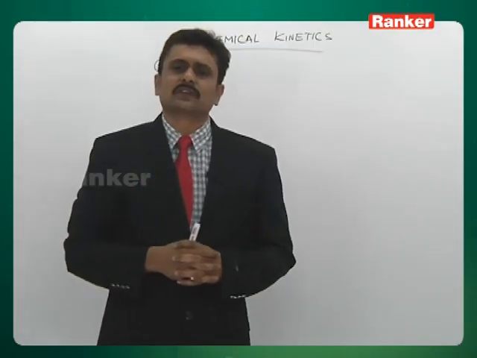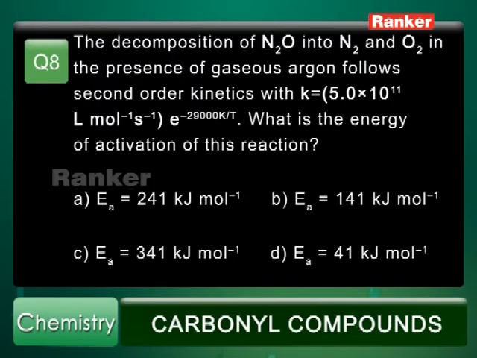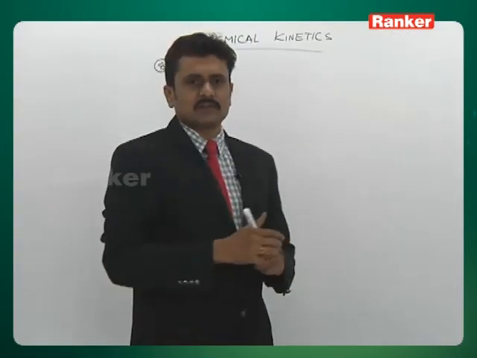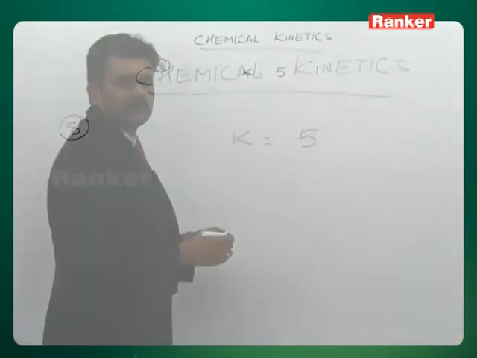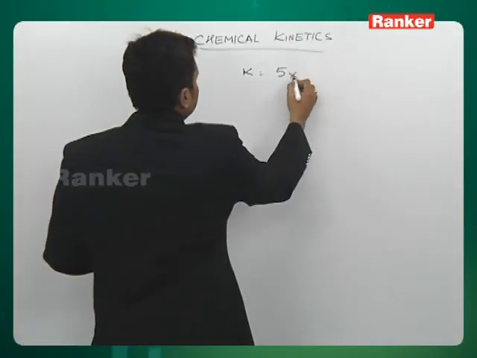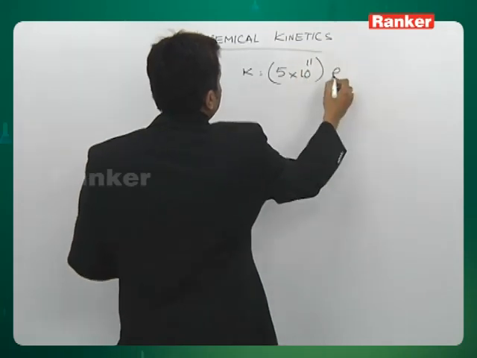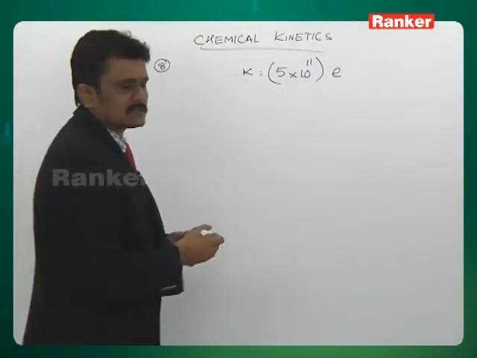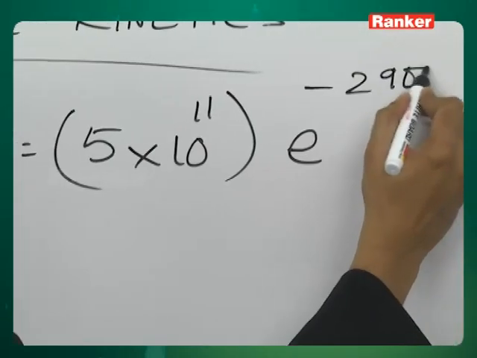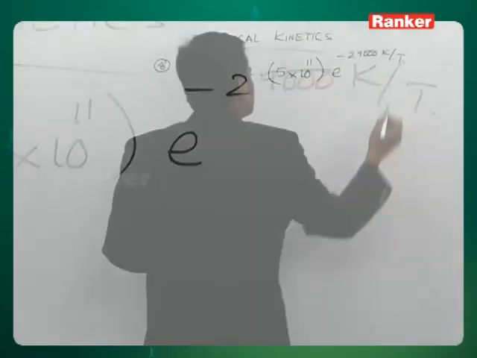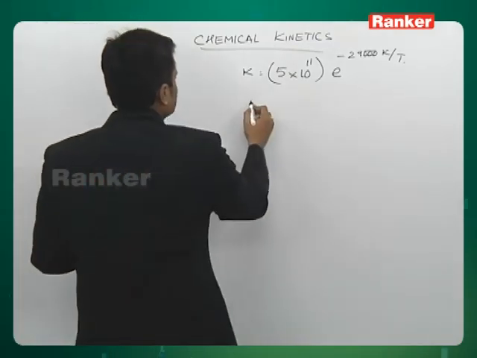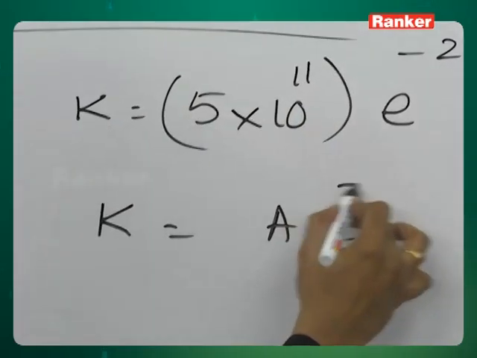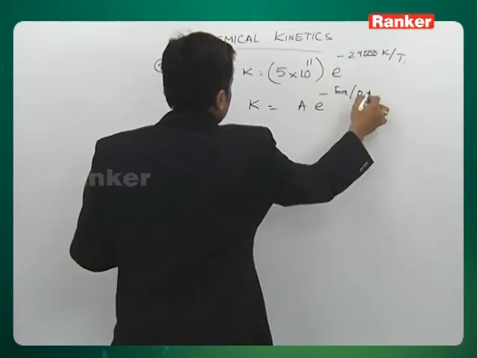We have the next question, where the decomposition of N2O into N2 and O2 in presence of argon follows second order kinetics, and you have been provided with K as 5 into 10 to the power 11 into exponential of minus 29,000 K by T, and you have been asked to find the activation energy of this reaction. Now you know this question is based on the Arrhenius equation, where I will map the information given with this.